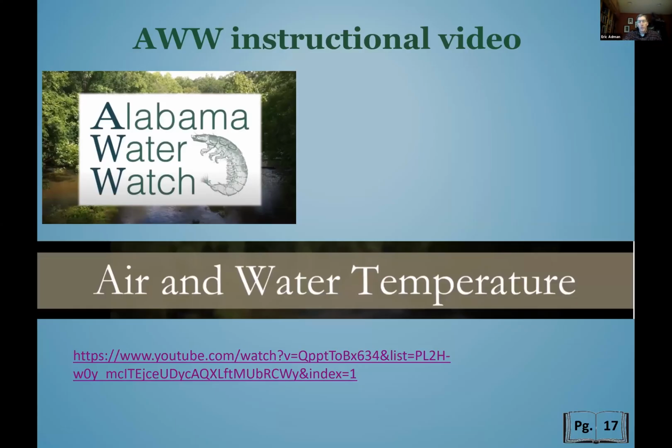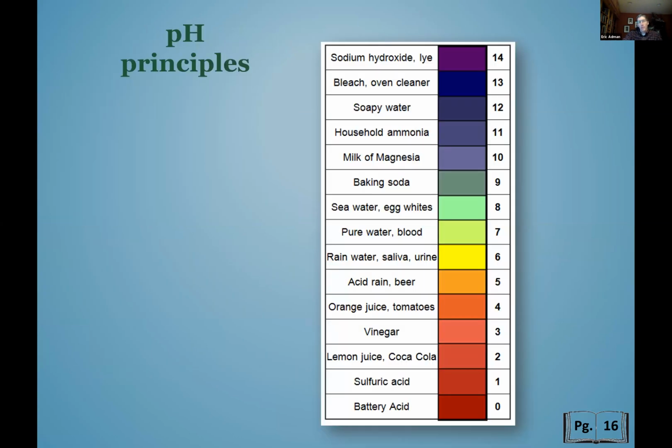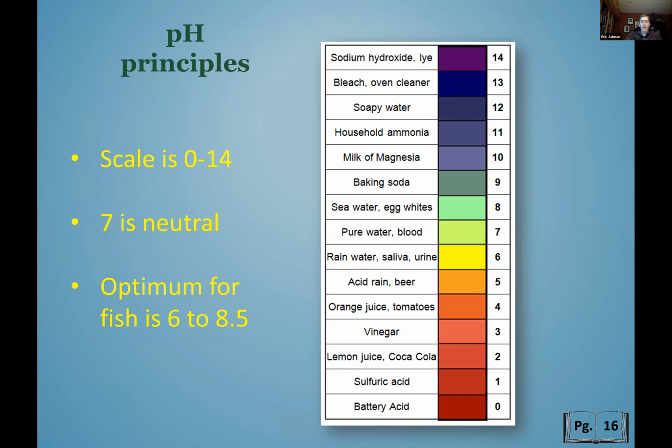Okay, so that was air and water temperatures. That's pretty straightforward. The next measurement that we're going to talk about is pH. pH is essentially acid and base, and it's a scale from 0 to 14. 7 is considered neutral. Most living creatures like to live pretty close to 7. The optimum for fish is between 6 and 8.5. The chart there gives you some examples of the pH of some different things.